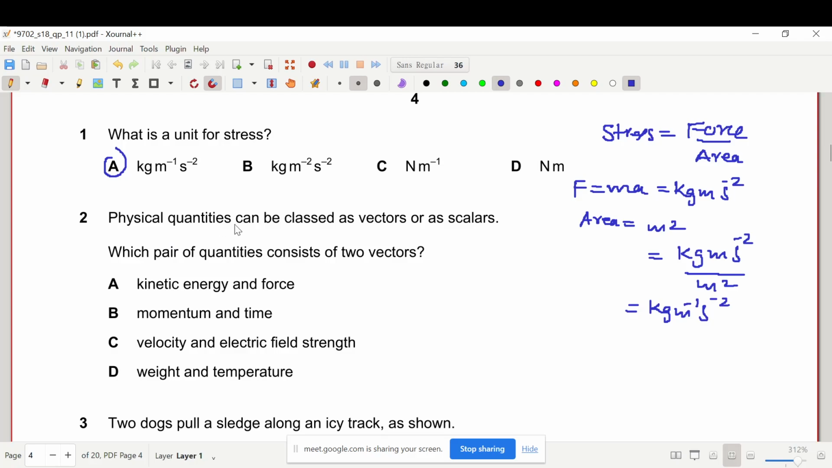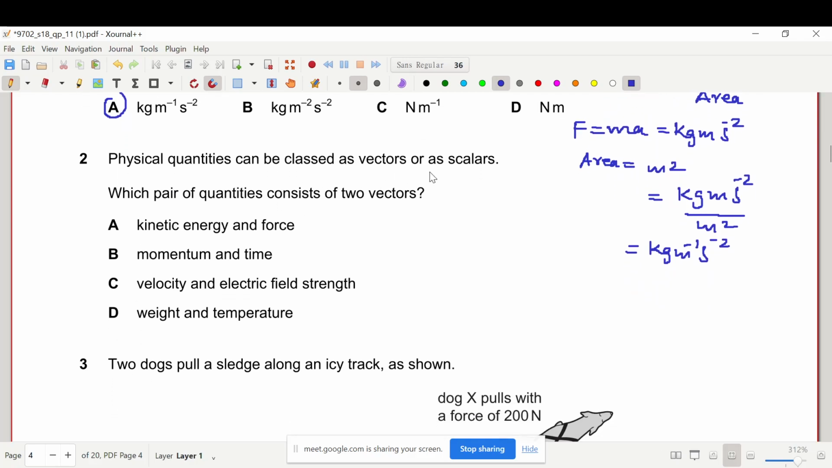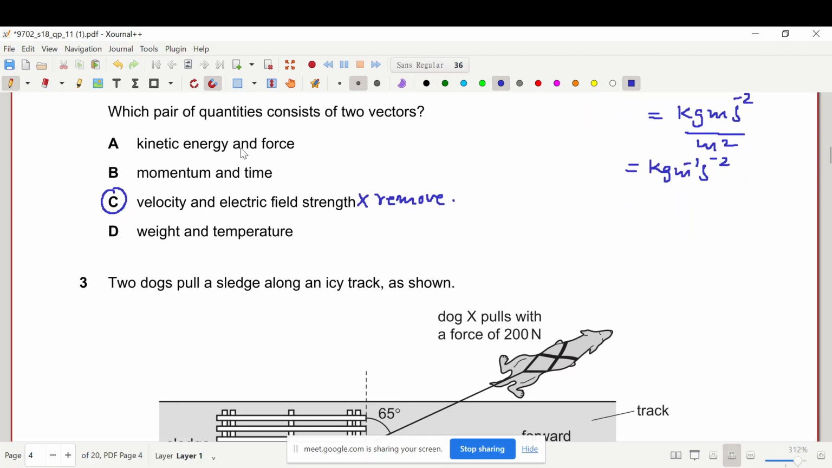Second question, physical quantities can be classed as vector or as scalar. Which quantity consists of two vectors? Velocity and electric field strength, but at the moment this topic is removed, so I think you will not be exercised further in S levels. This is scalar, this is vector, this is scalar, this is vector, weight is vector, temperature is scalar, velocity is vector, electric field strength is vector.